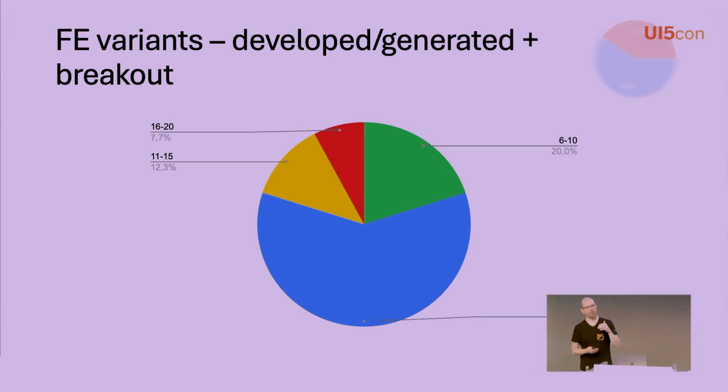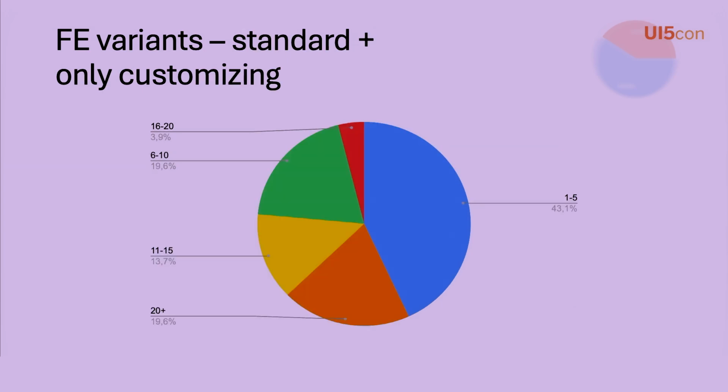Then did you, when you developed your Fiori Element applications, use breakouts, meaning custom sections? You know that per definition breakout as it says in the documentation. So the majority uses only 1 to 5 breakout enabled apps in production, Fiori Element apps.